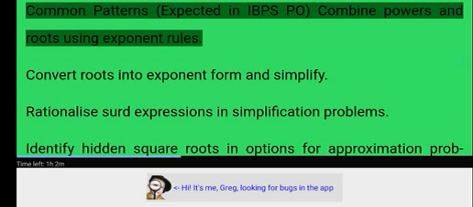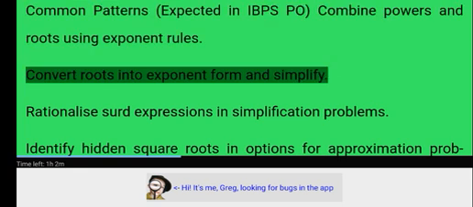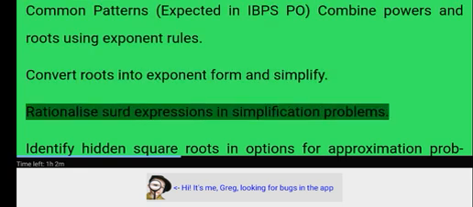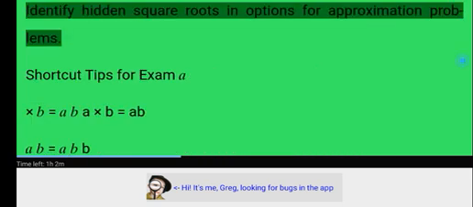Common patterns expected in IBPS PO: combine powers and roots using exponent rules. Convert roots into exponent form and simplify. Rationalize surd expressions in simplification problems. Identify hidden square roots and options for approximation problems.